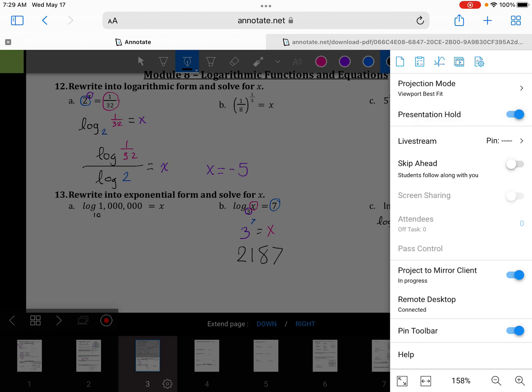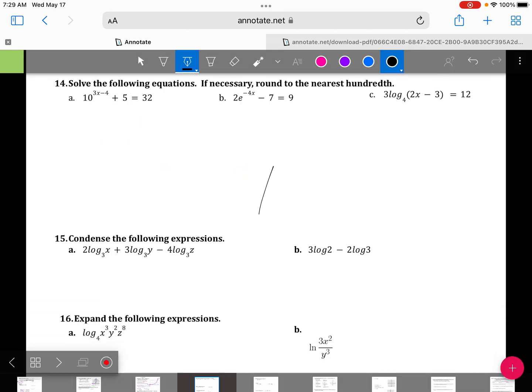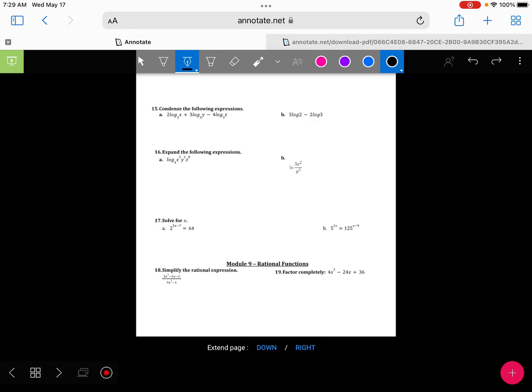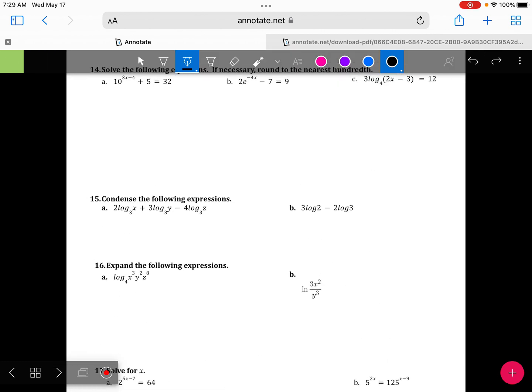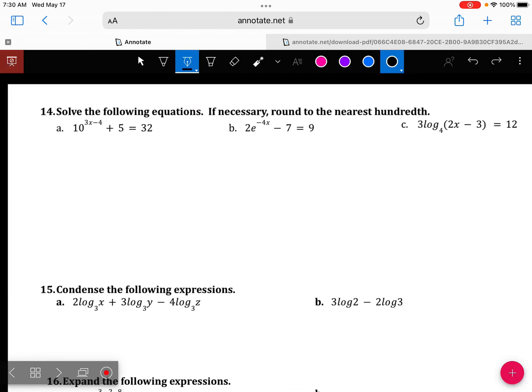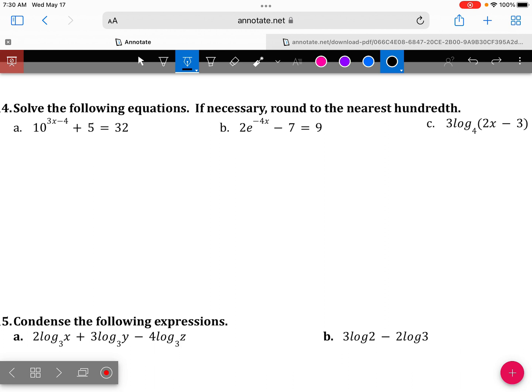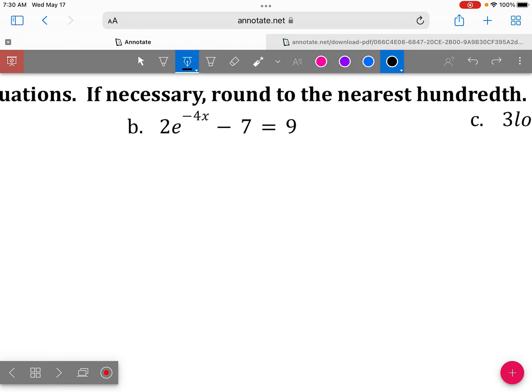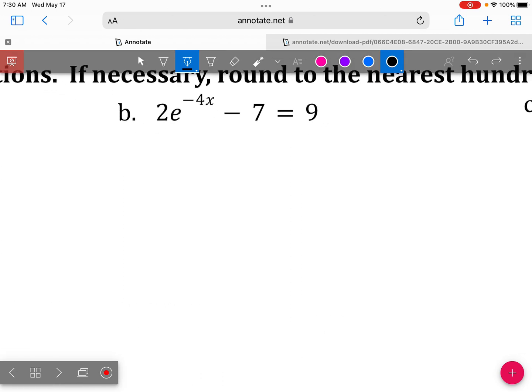Questions on the first page of that? We're going to do a little bit of our expanding and condensing on the next side, or where we're solving. So I'll do B. I'm just feeling like we should do an E one.